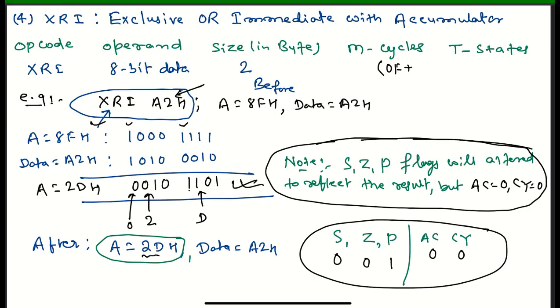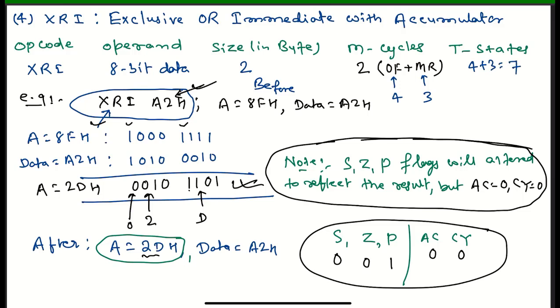So the second machine cycle for this instruction will be what? That will be memory read. Reading this A2H is called a memory read. So the total number of machine cycles to execute this instruction will be 2. We know that opcode fetch by default requires 4 T states, and memory read by default requires 3 T states. So the total number of T states for the execution of this instruction will be 4 plus 3, that is 7 T states.